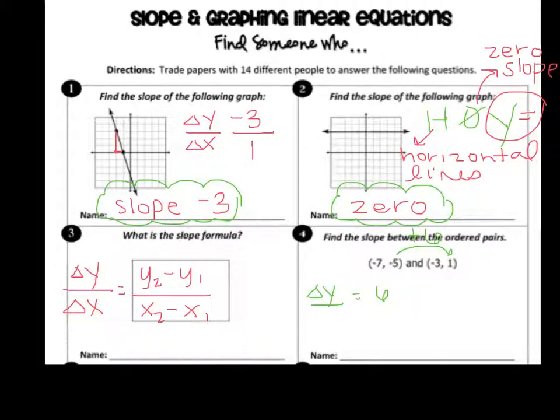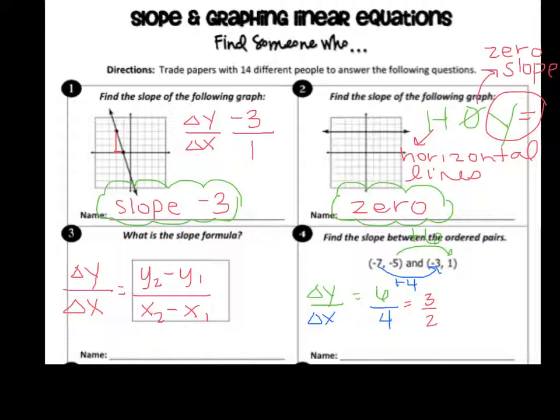Then you're looking at, how do I get from -7 to -3? Well, I would have to move +4. So my change in x would be 4. And then that reduces to 3/2.